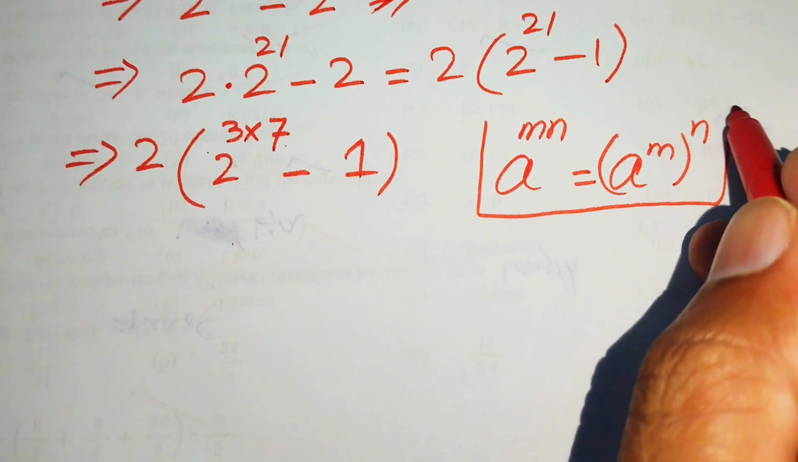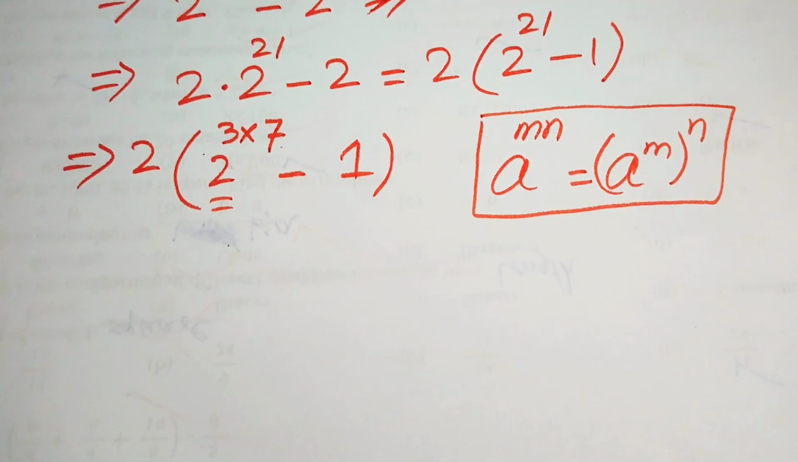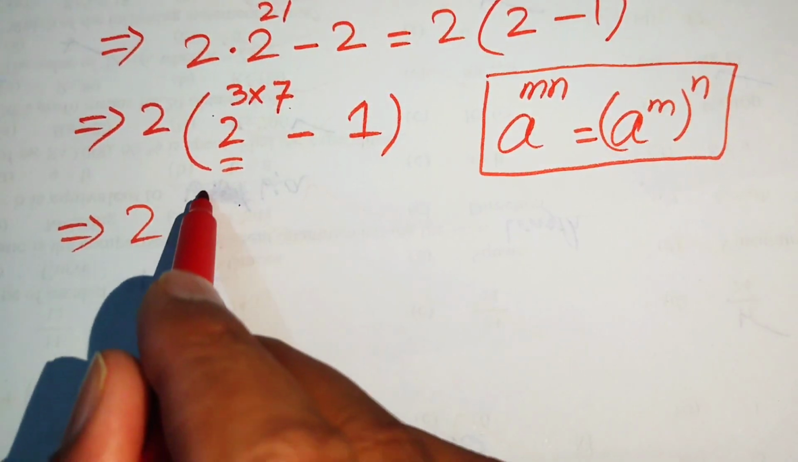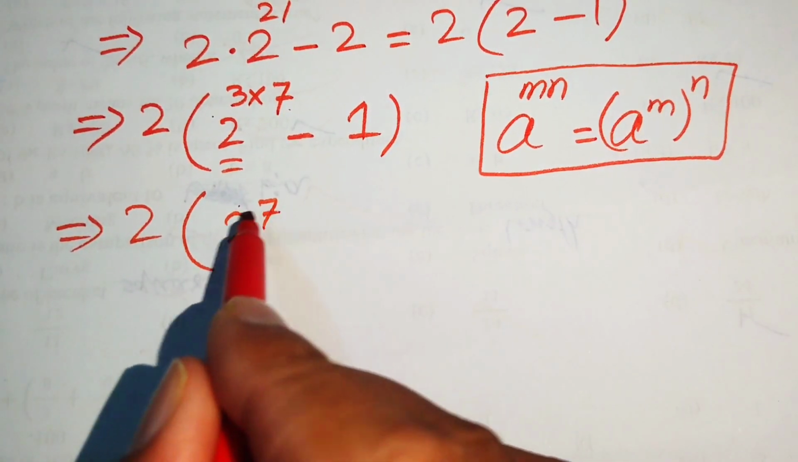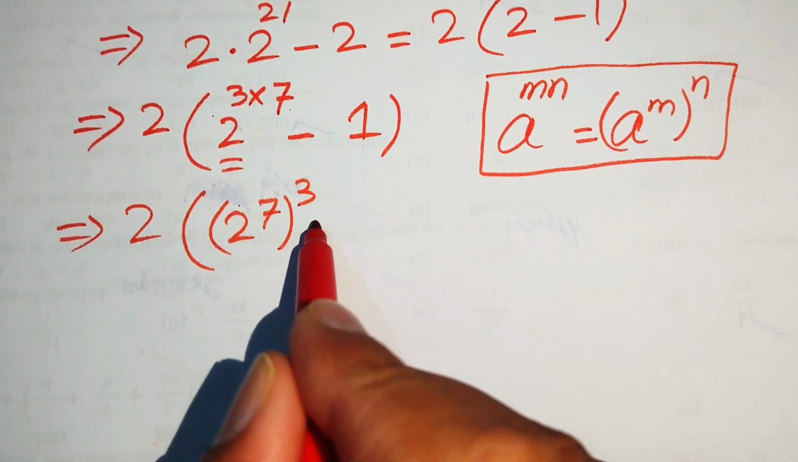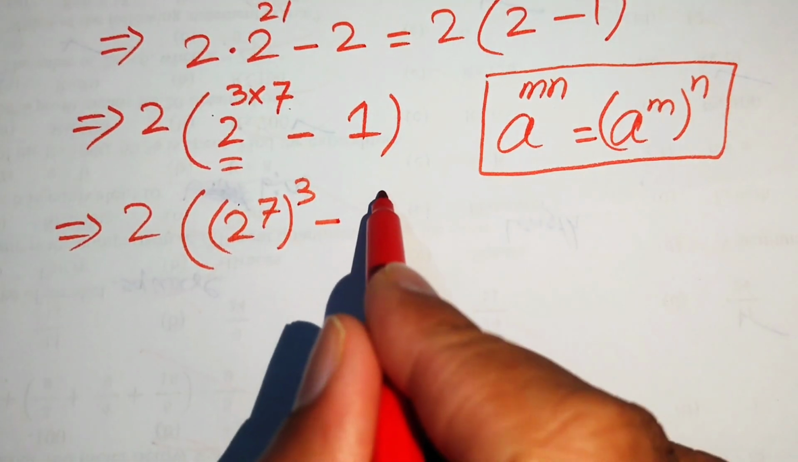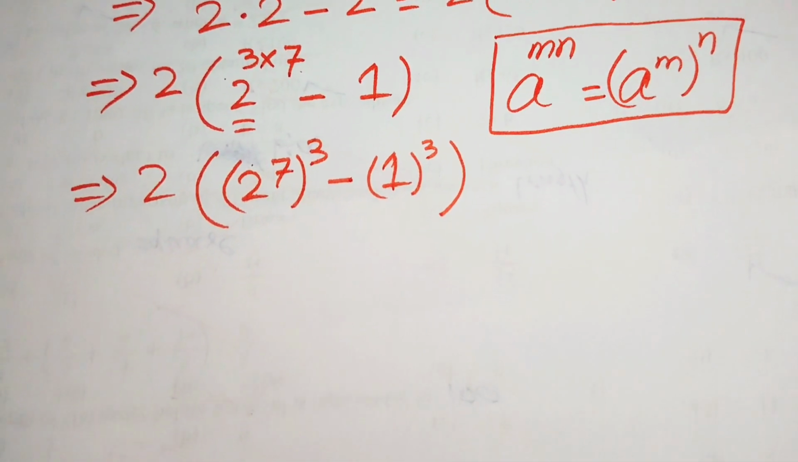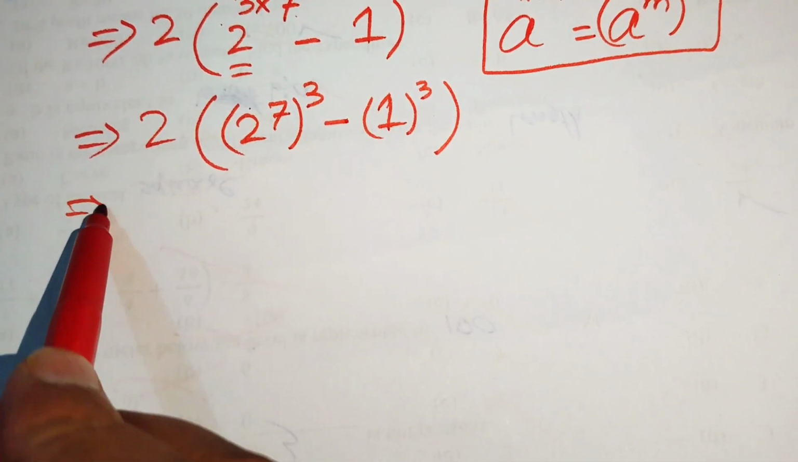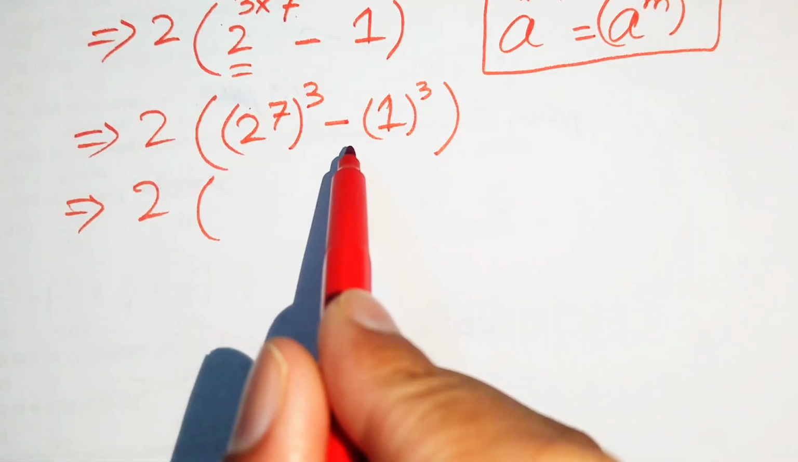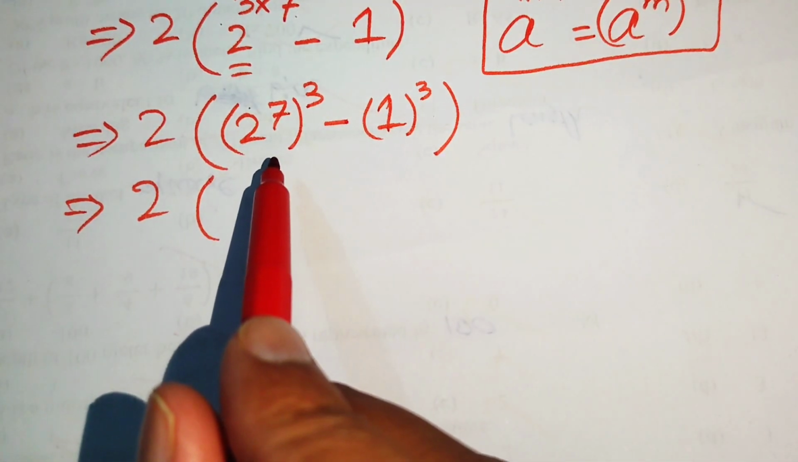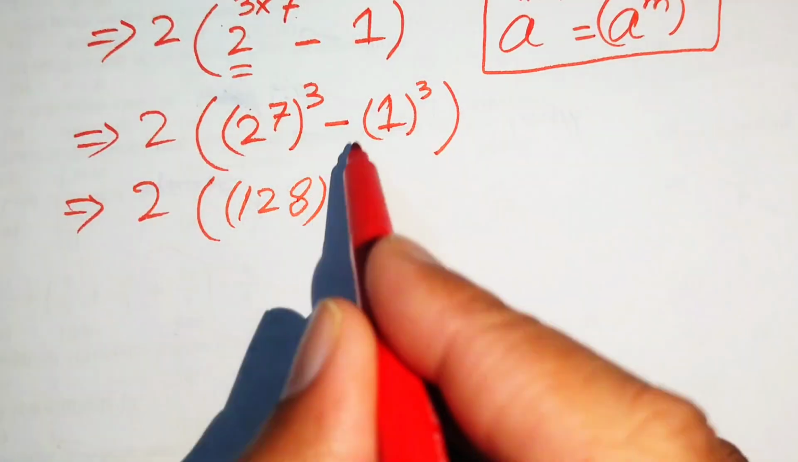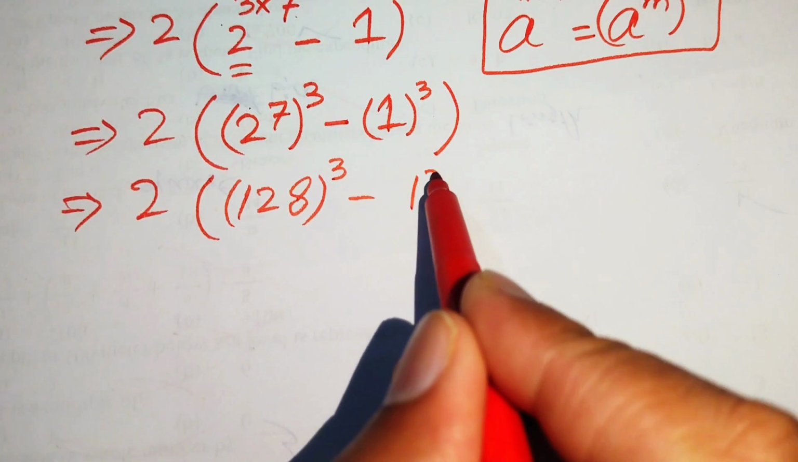So now we use this exponential law on this term only. Okay, so after applying this exponential law on this term, it is written as 2 into 2 to the power of 7 and its whole cubed, minus we write this one as 1 cubed. We know that 1 cubed is equal to 1. Okay, so after that here we write this into the simplified form. We know that 2 to the power of 7 is equal to 128 and its whole power 3, minus 1 cubed.